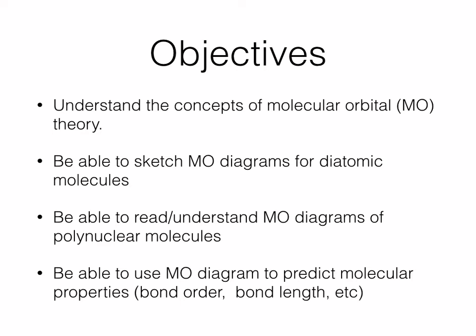In addition to that, be able to read and understand MO diagrams of polynuclear molecules. Now, the construction of those polynuclear molecules' MO diagram is pretty complex because it involves some of the symmetry and point group concepts that we did not cover in this class. So the requirement is one level lower. I do not expect you to sketch an MO diagram, but simply be able to read and understand the diagram that is presented to you.